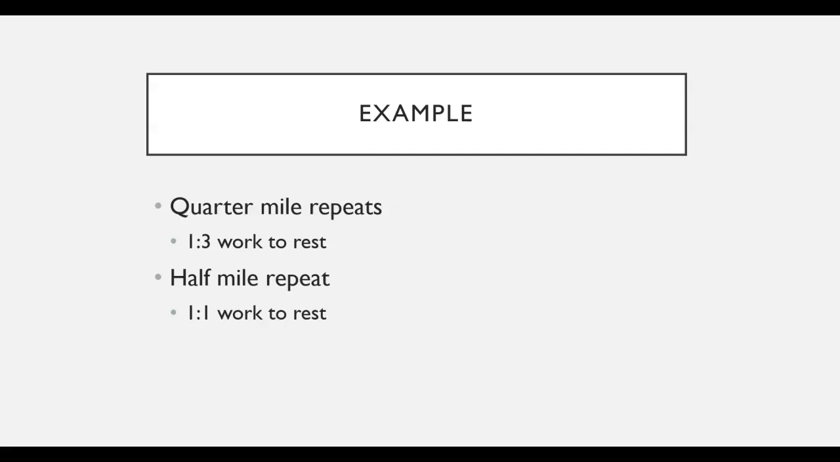Versus a half-mile repeat, which would be something that's a little bit lower intensity. So that would be I run a half mile, I rest, run another half mile. Something like that, I might use a 1 to 1. So in that case, it might be like 3 minutes on, 3 minutes off.